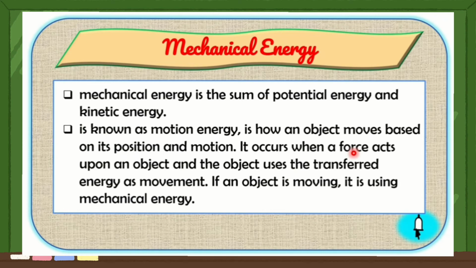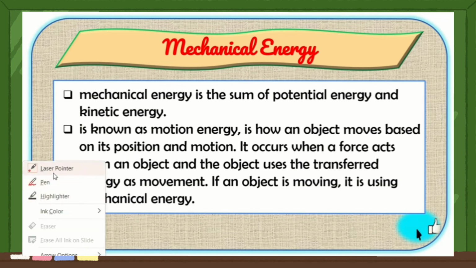Okay, mechanical energy is the sum of potential energy and kinetic energy. It is known as motion energy. It is how an object moves based on its position and motion. It occurs when a force acts upon an object and the object uses the transferred energy as movement. If an object is moving, it is using mechanical energy. So, yun lang pang tatandaan natin, grade 6 ha.